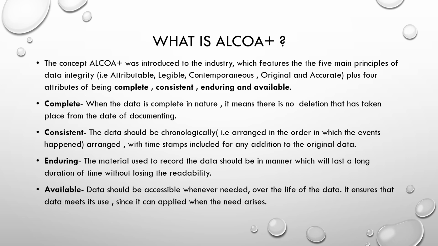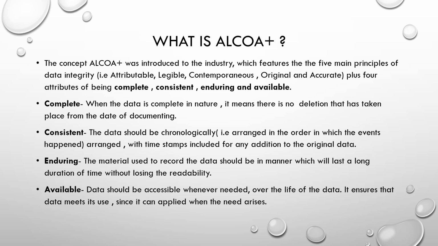Data should be complete. That's what is written. It means there is no deletion that has taken place from the date of documenting. The data generated at the initial state should be complete throughout its life cycle. Next, consistent. Consistent means the data should be arranged chronologically, that is, in the order in which the events happened.